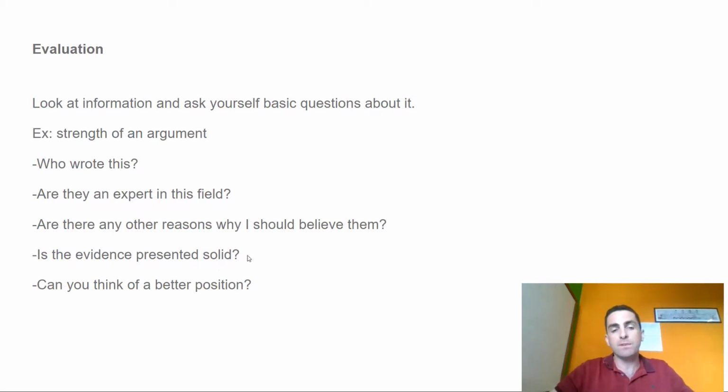Is the evidence presented solid? You have to evaluate whether that evidence is backed up with things like statistics, okay, academic studies and things like that. If it is, then it's a stronger argument. So you have to evaluate all of these different aspects. Another way to evaluate is, can you think of a better position? So if you read an argument and you think to yourself, what would be the opposite to that? Or could I actually rebut that? Again, it helps you to evaluate the evidence presented and find out how strong it is.